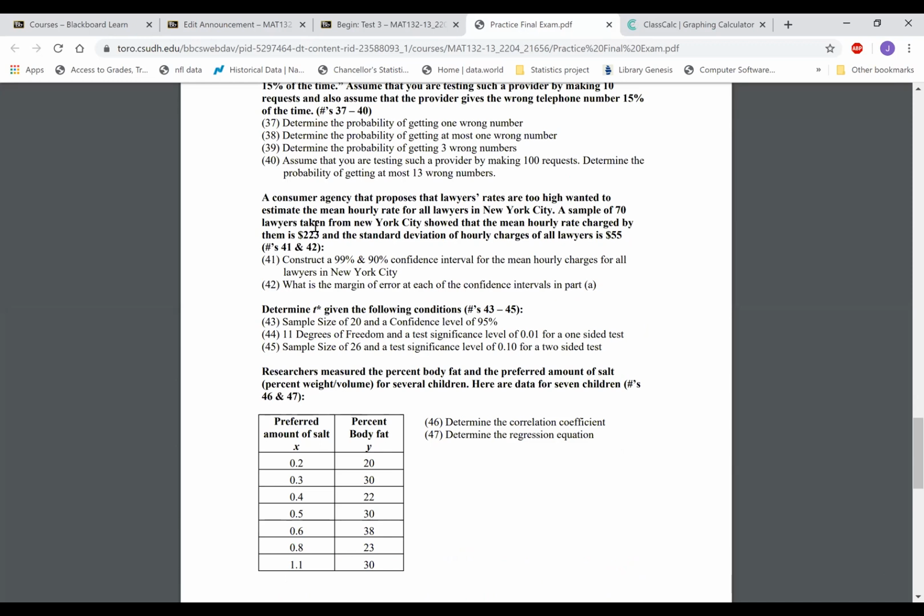It says a sample of 70 lawyers taken from New York City shows that the mean hourly rate charged by them is $223. So far they gave me the sample size: n is 70. They also gave me the sample mean, x bar, which is 223, and the standard deviation of $55, so s is equal to $55. Construct a 99% and 90% confidence interval for the mean hourly rate. So we want to do a 99% confidence interval, but we also want to do a 90% confidence interval.